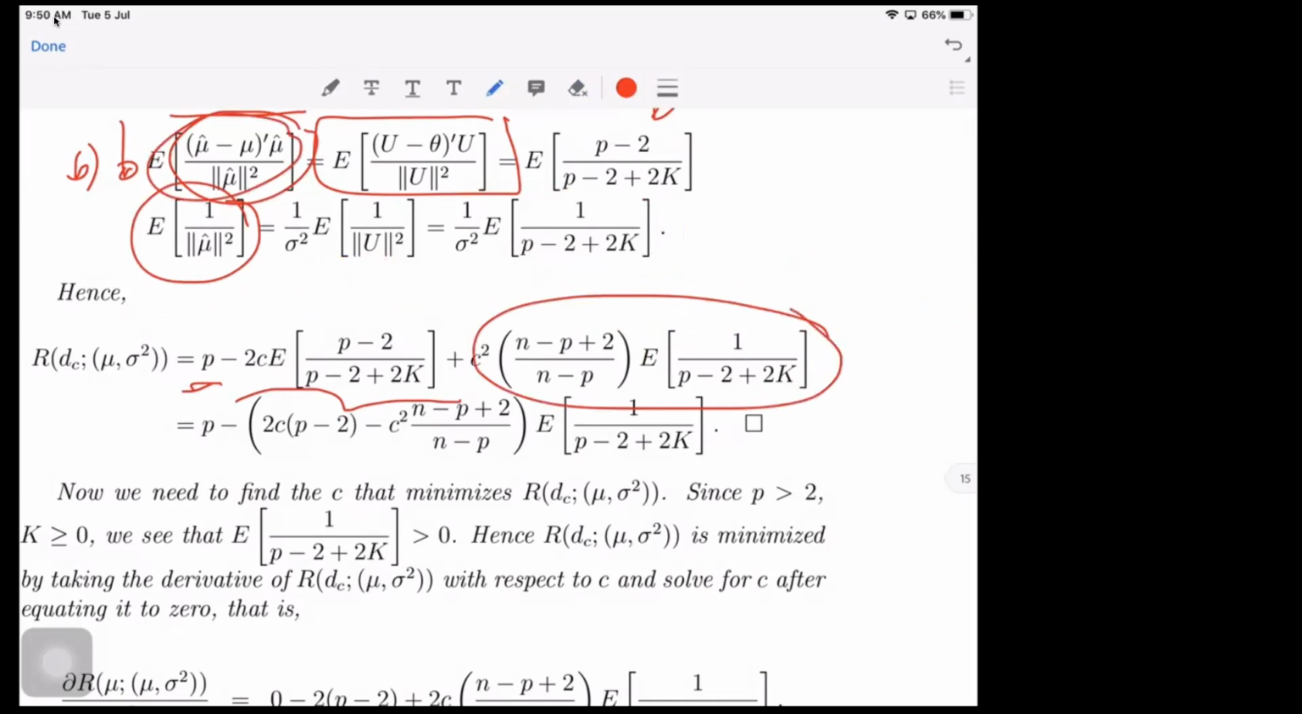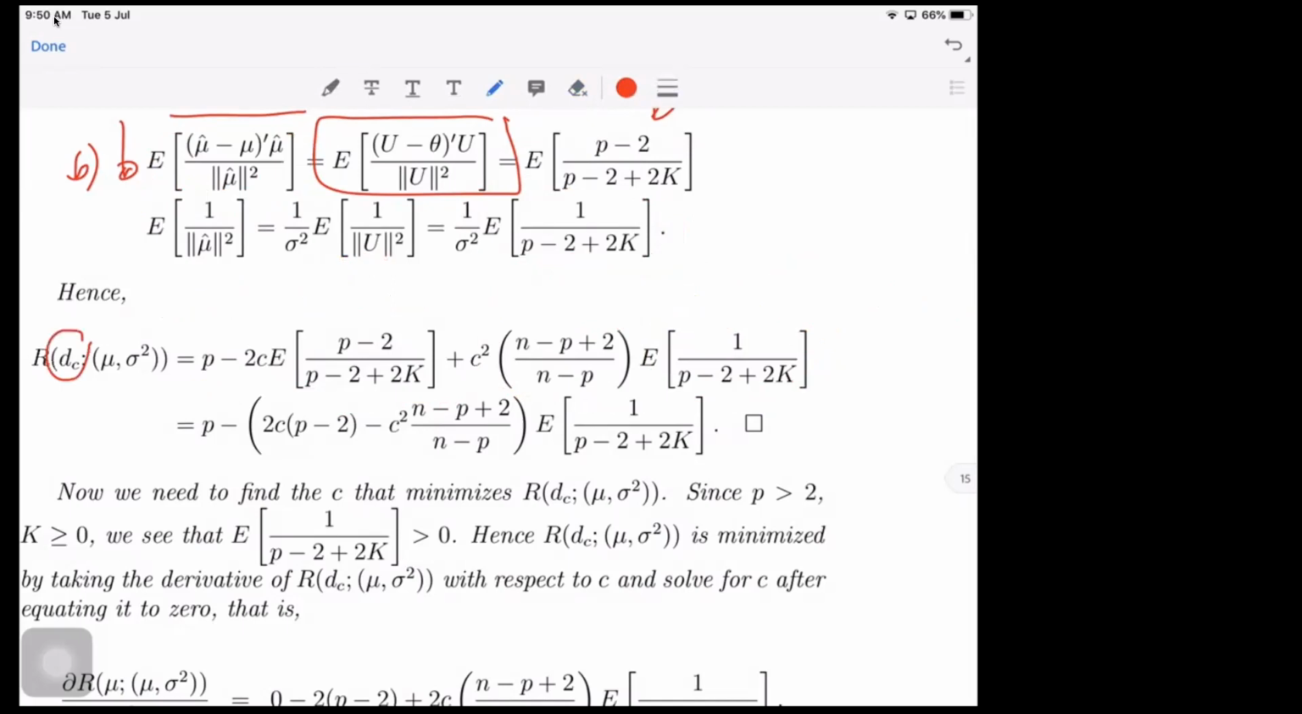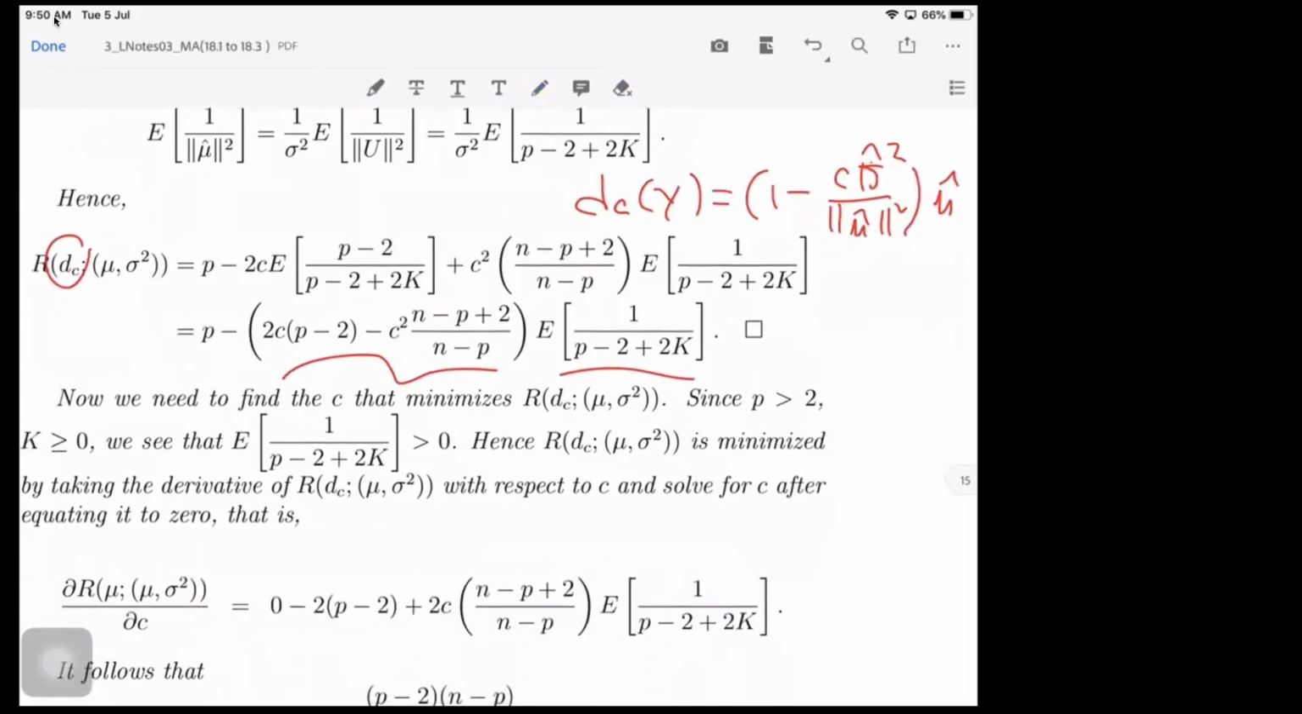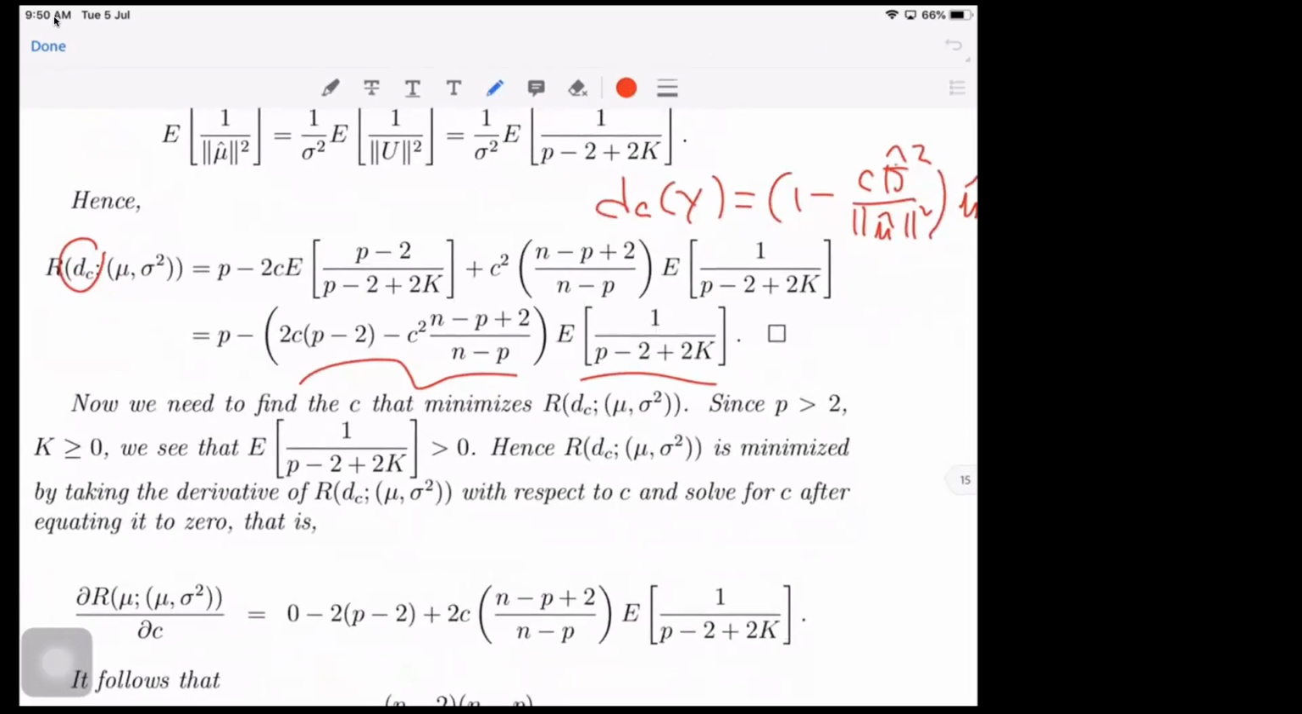So what you have is the risk associated with using the estimator, which is 1 minus C sigma squared over the squared norm of mu hat. So we need to check that this is positive and this is also positive. We also need to find out the value of C, because this is still a function of C. So now we need to find the C that minimizes the risk.